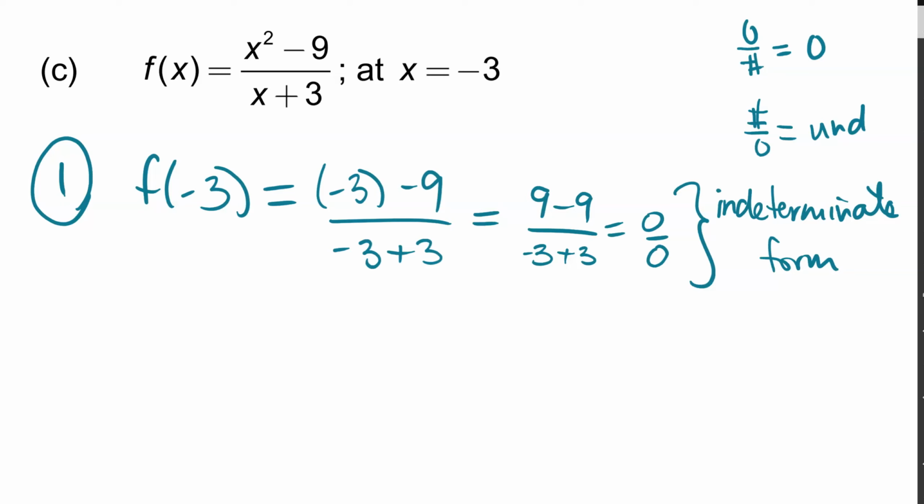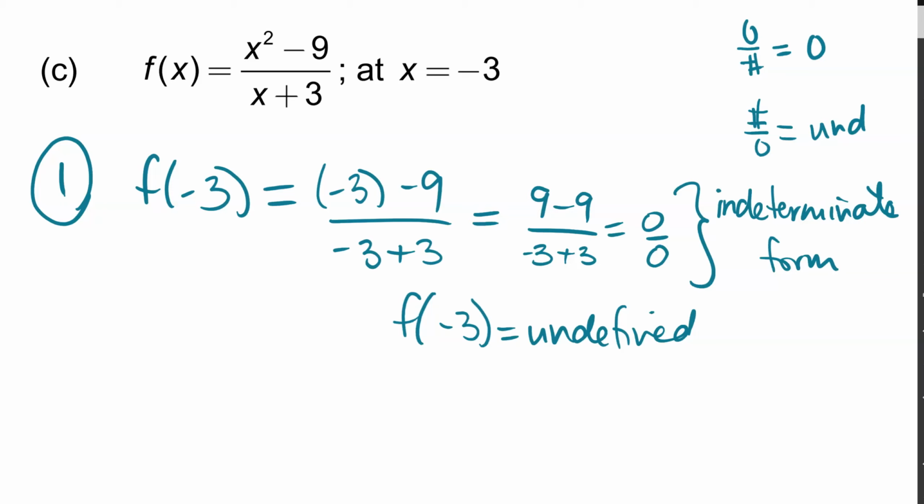We haven't dealt with it yet, but there are ways to deal with this. What we know is our function value is undefined. I don't have an actual value. The 0 over 0 is called indeterminate form. So that's a hint that something funky is going on.